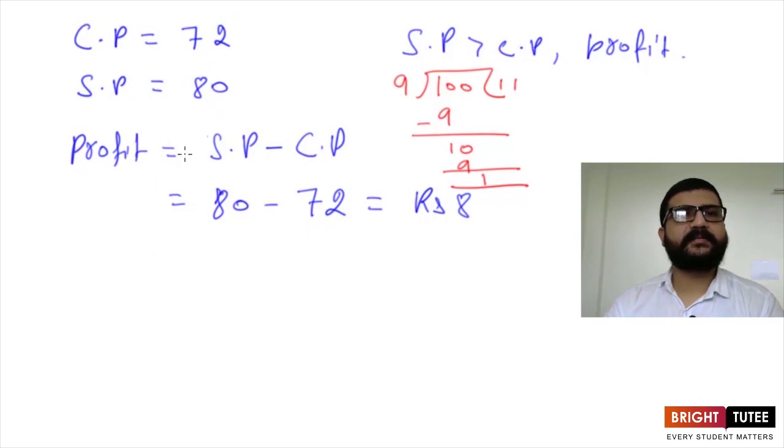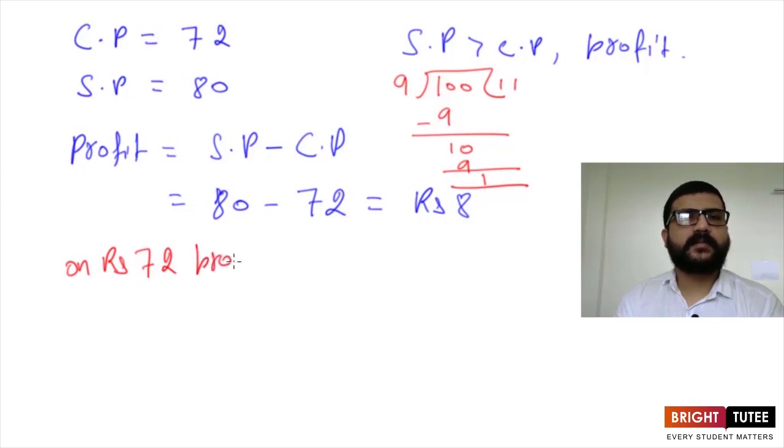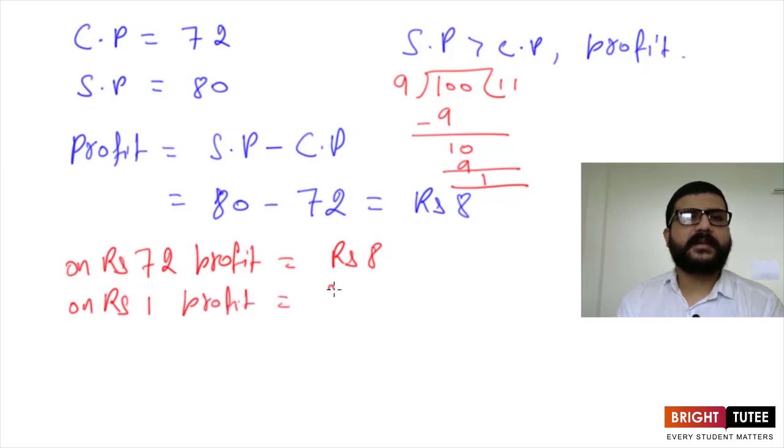So what we have to find, basically for finding profit percent, means we have to find how much profit is made on rupees 100. So as we can see here, on rupees 72 profit made is rupees 8. So we can say on rupees 72 profit is equal to rupees 8. So now what we can say about rupees 1? On rupees 1 profit will be 8 upon 72. This is the profit on rupees 1.